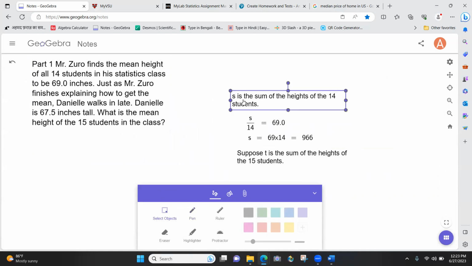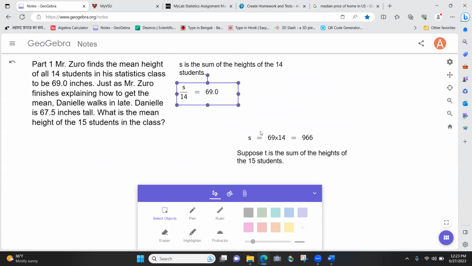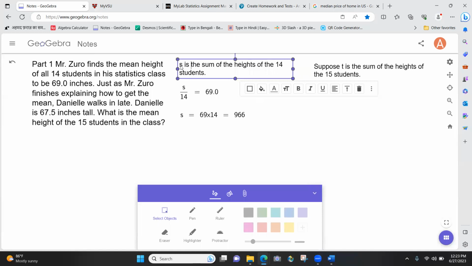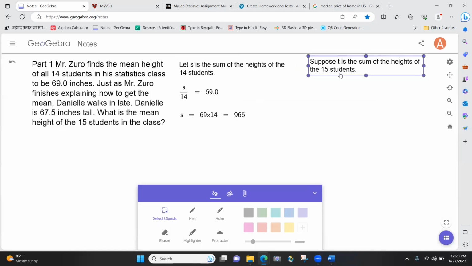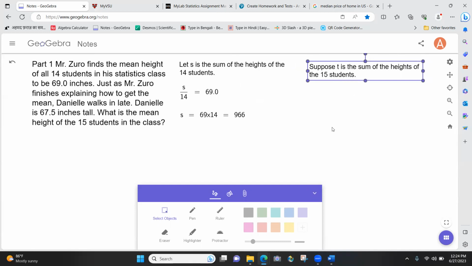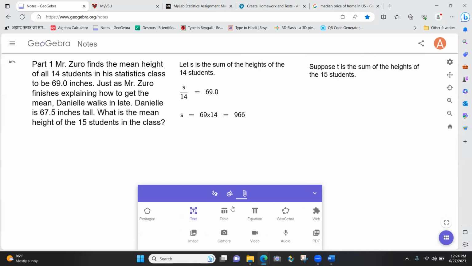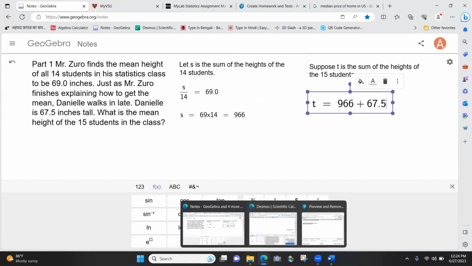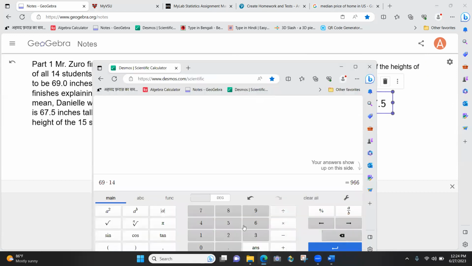Excuse me. I'm going to change things around a little bit because I need the room. Okay, suppose T is the sum of the heights of the 15 students. So clearly T has to be 966 plus Danielle's height, 67.5. And to find the new average, I'm going to find the sum and then divide it by 15.